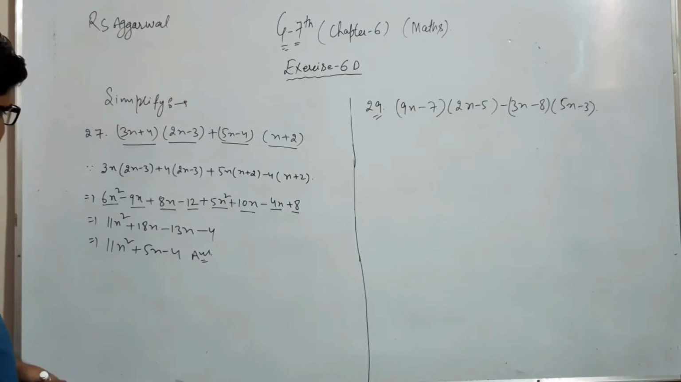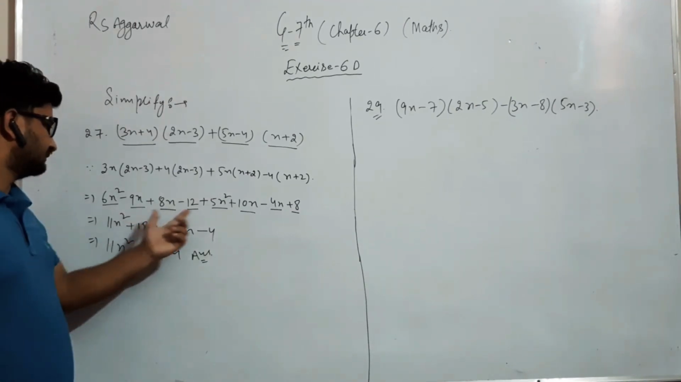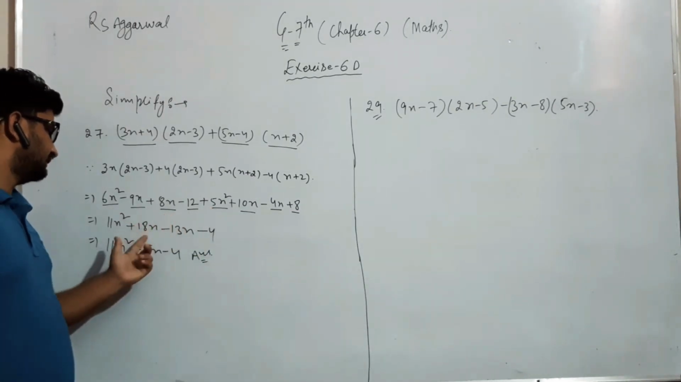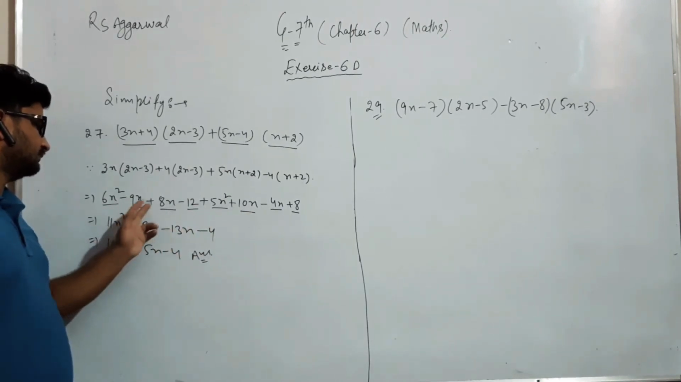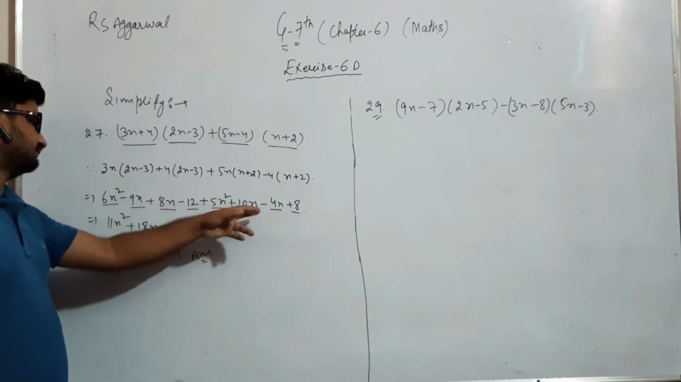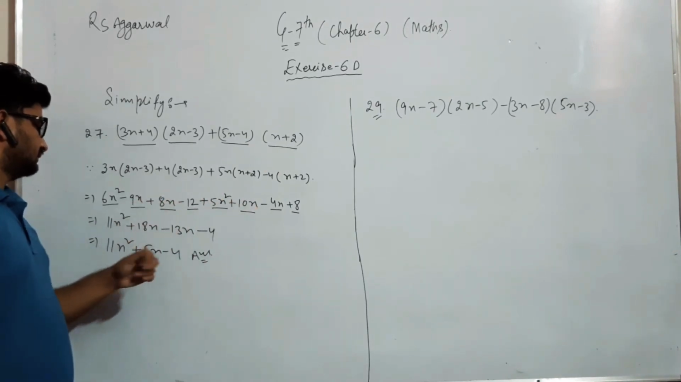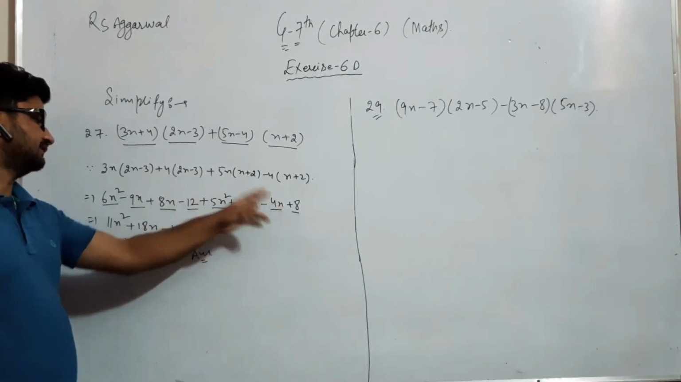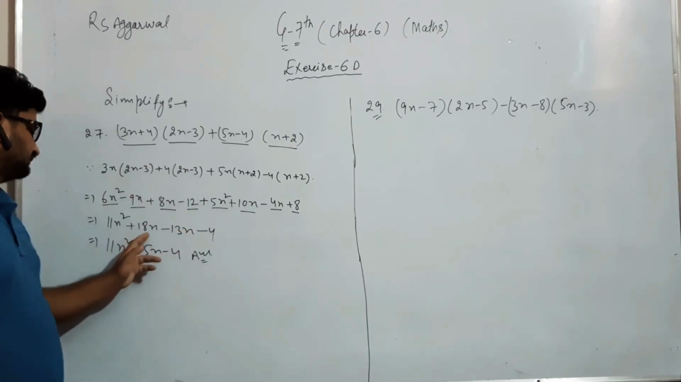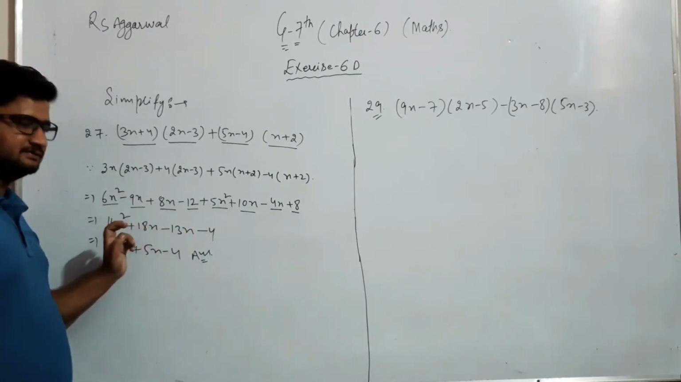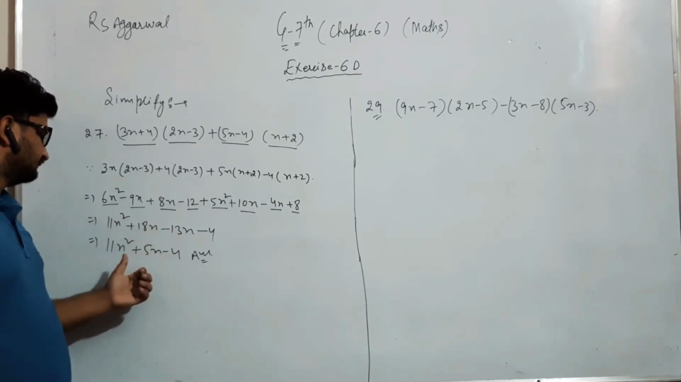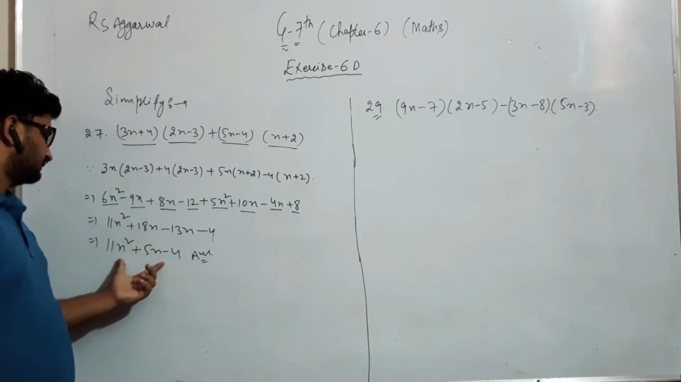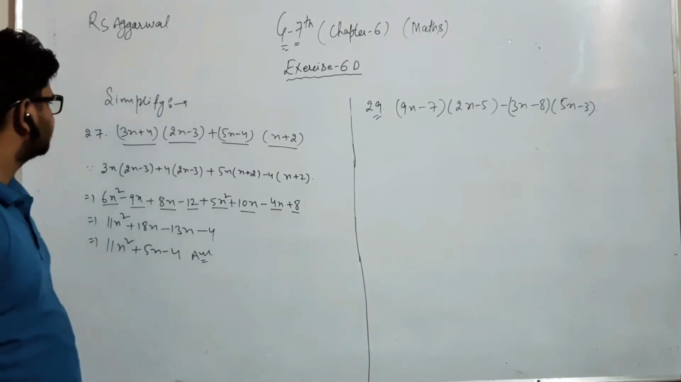Okay, here we added the like terms, like 10 plus 8 is 18x, and 9 plus 4 is 13. Minus 13 is coming here, both are added, so the sign is negative and the values will be added. Minus 12 plus 8 is minus 4. So here we subtract 18 minus 13, the like terms, then 5x is coming here. So 11x square plus 5x minus 4 is the answer of question number 27.